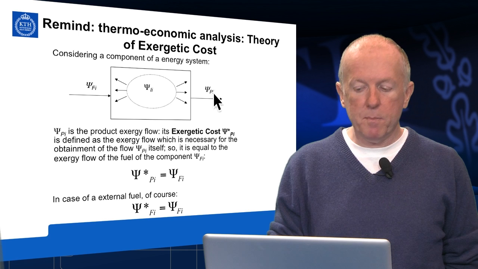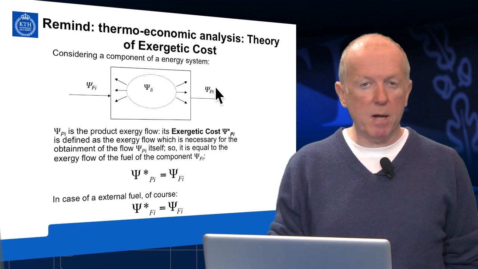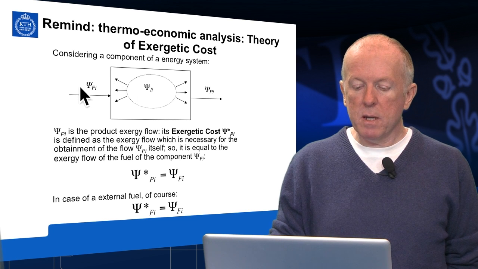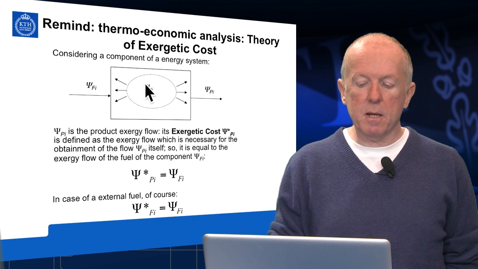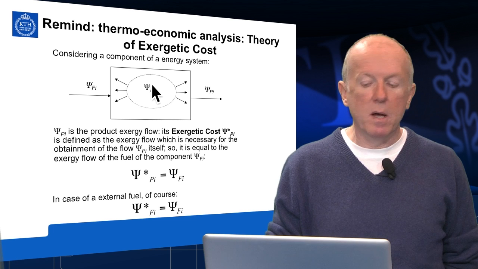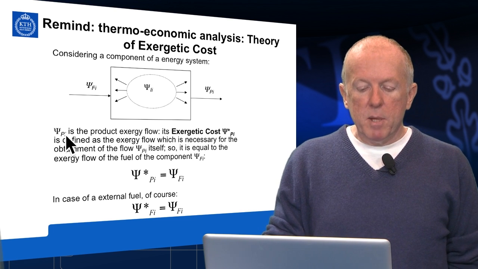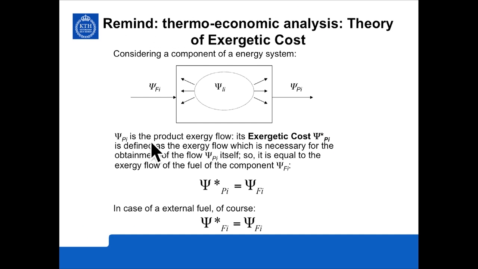flow of product. So Psi P is the product of the component, and in between the two, the fuel and the product, there is the destruction of exergy in the form of irreversibility, Psi D. So Psi P, we said, is the product exergy flow. But now we can make a step forward. We can define a concept which is called the exergetic cost of this exergy flow.